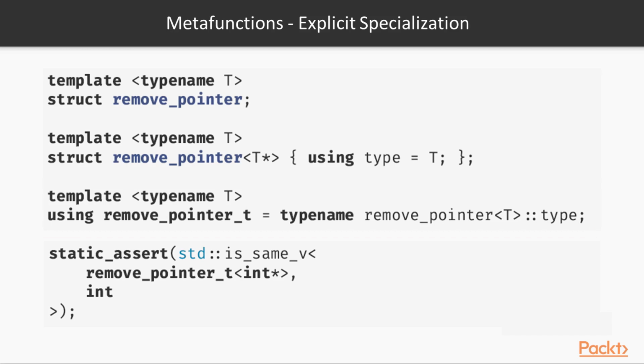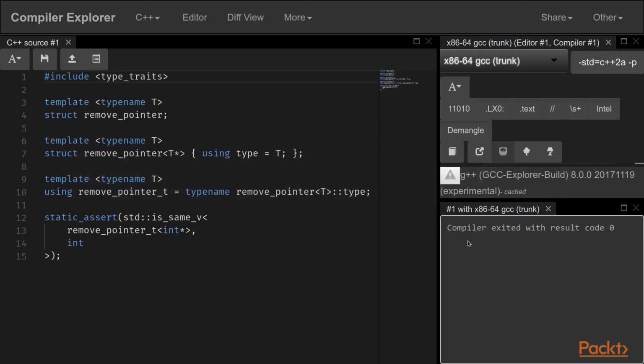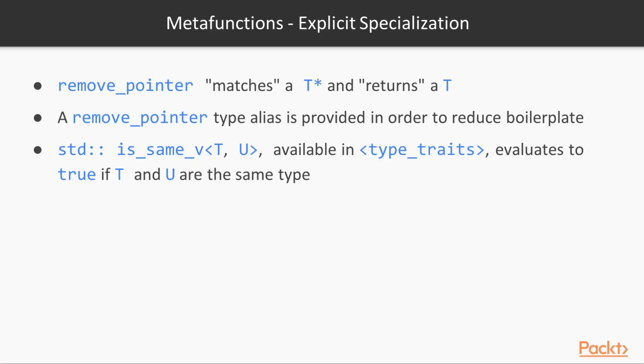If we try out this code in Compiler Explorer, you'll see that the code compiles successfully, proving that remove_pointer_t is actually doing what we expect. remove_pointer matches a T* and returns a T. A remove_pointer_t type alias is provided in order to reduce boilerplate. And the static assertion is using std::is_same_v, which is available in type_traits. This metafunction takes a type T and a type U and returns true only if T and U are the same exact type.